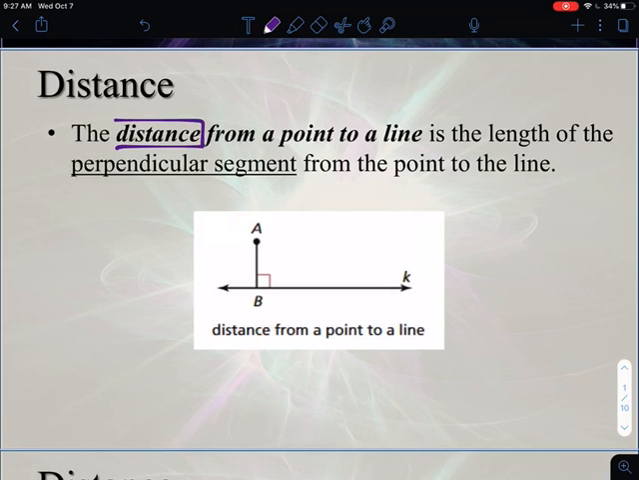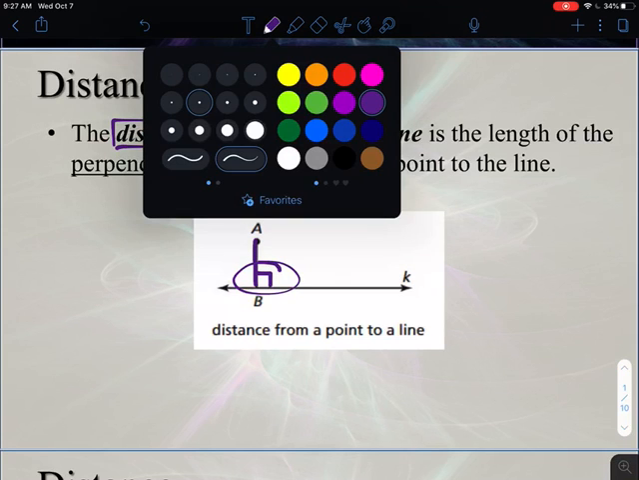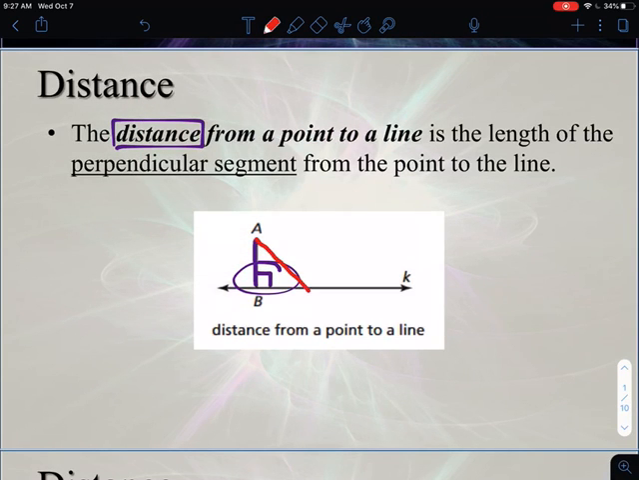Now, when we talk about the actual distance, so when we use the term distance from the point to the line, we're talking about the length of the perpendicular segment. So when I come straight to line K, we see that I have that right angle right there. So that perpendicular distance, or that perpendicular line, represents the distance from that point to the line. It's the shortest distance. So if I try to go from A to any other point on K, I'm going to travel a longer distance. So A to B is shorter than A to C here. It's shorter than A to D. So that perpendicular line represents the shortest distance from one point to that particular line.